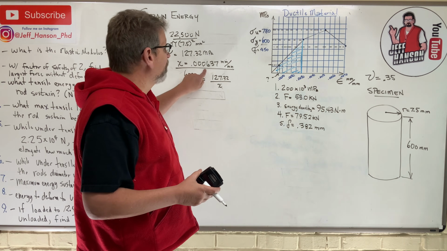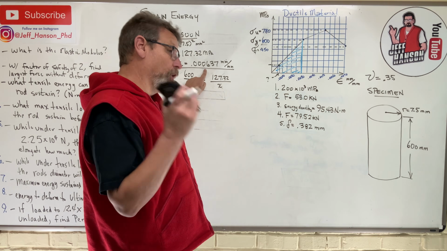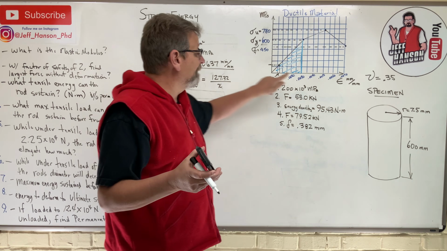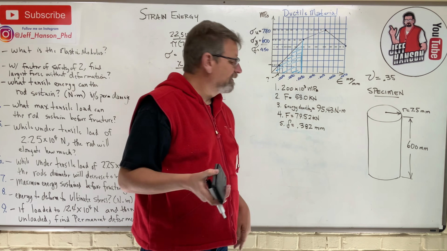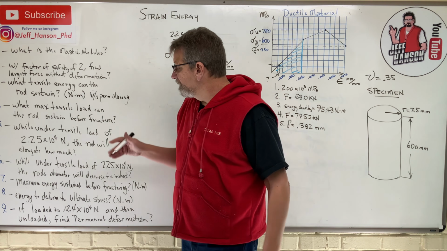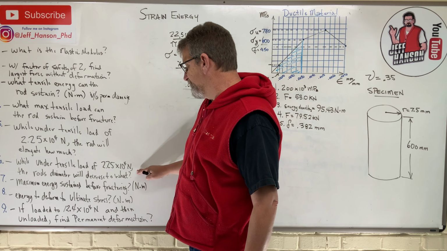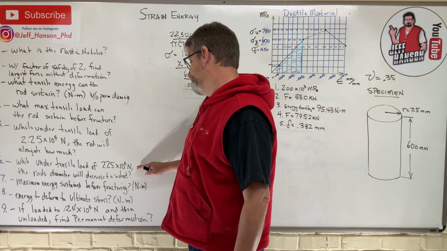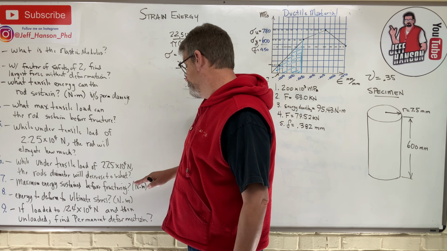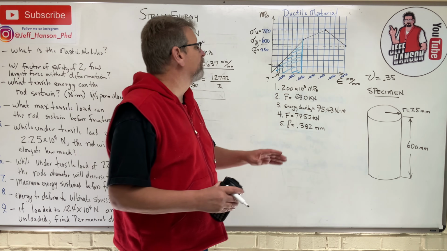So this number is strain, but it's millimeters per millimeter. So if I want the total, I have to multiply it by how many millimeters I have, right? Does that make sense? Let's try number 6. Number 6, while under a tensile load of 2.25 times 10 to the 4th, same load we had there, the rod's diameter will decrease to what? Okay, the rod's diameter is going to change.